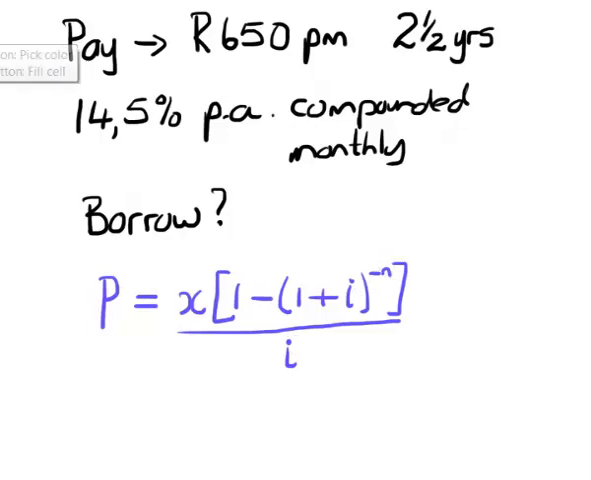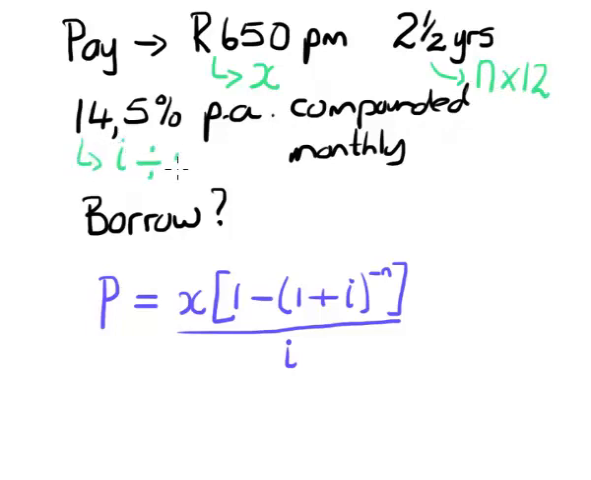Okay, so let's have a look at what we've got here. Our 650, this one over here, is our X value. Our 2.5 years is going to be our n value, except we have to multiply it by 12. And this is our i value, which we have to divide by 12. Remember, the moment it's monthly, your number of time periods goes up and your percentage interest goes down, the percent that you actually pay. Okay, so let's substitute those values in.